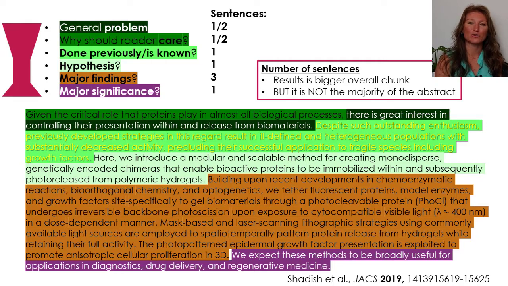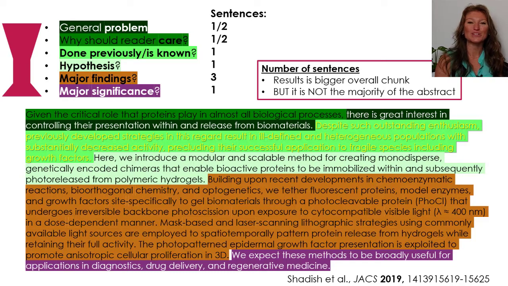For instance, those first two green colors are only half a sentence each that is mashed together at the beginning. And that's great. If you can convey an overall problem and tell the reader why they should care about it in one sentence, perfect. You can save yourself a bit of space to add some things in later in your abstract. Notice also here there is a color for what was previously done.